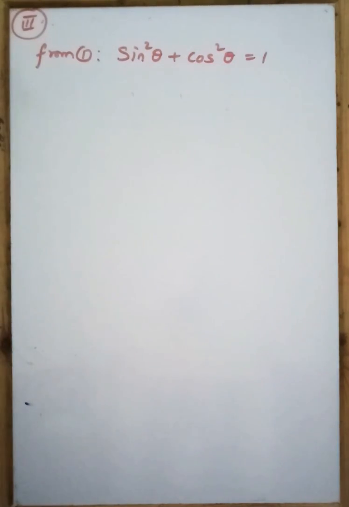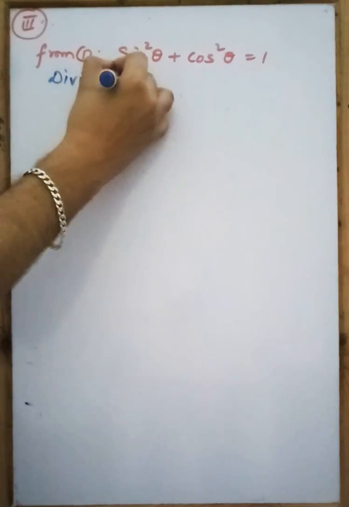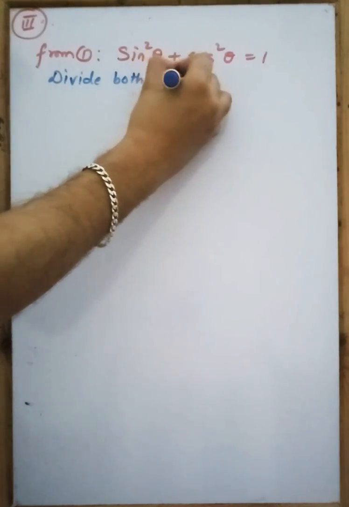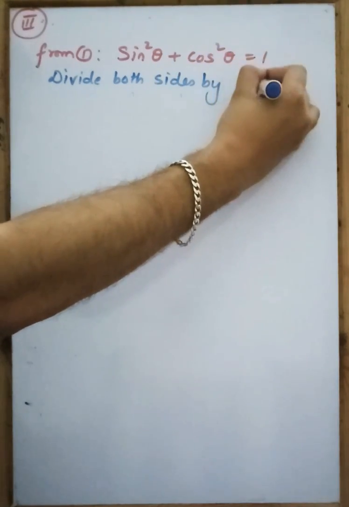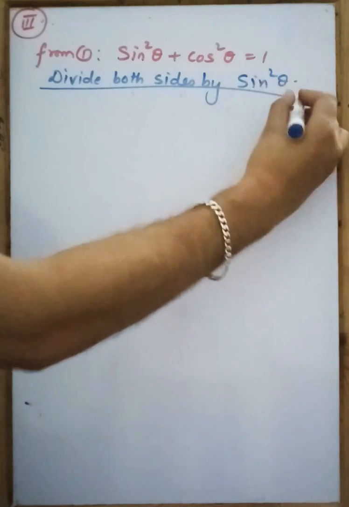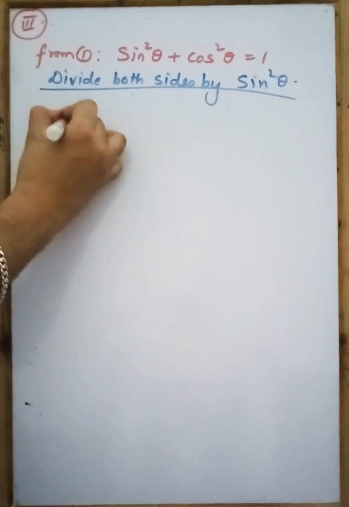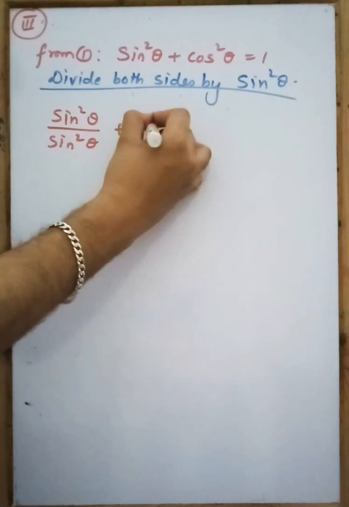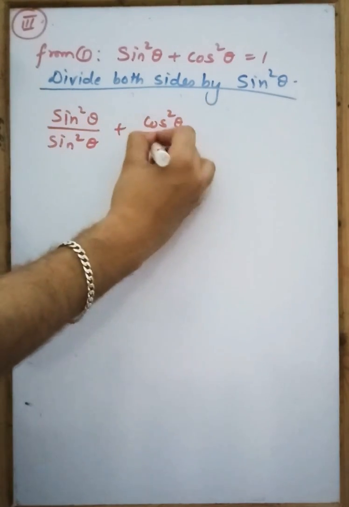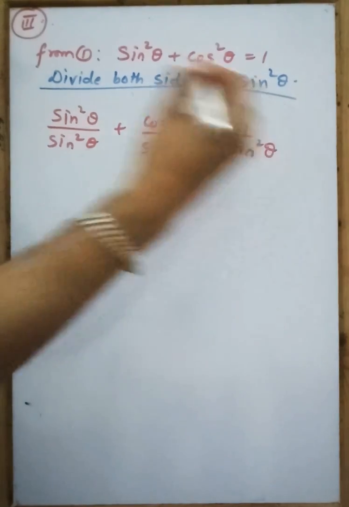And if I divide both sides by sine square theta, initially we divided by cos square, and now we divide by sine square, what do we get? I will be getting sine square theta over sine square theta plus cos square theta over sine square theta is equal to 1 over sine square theta.